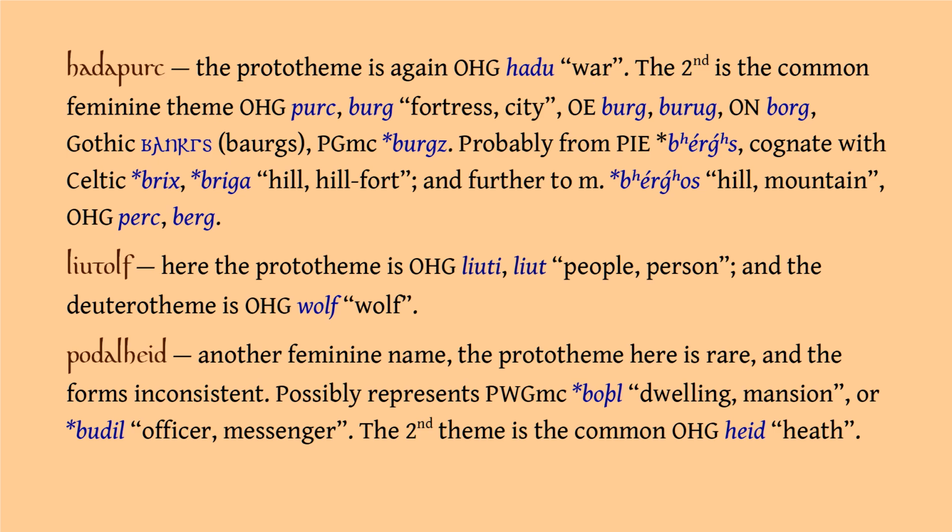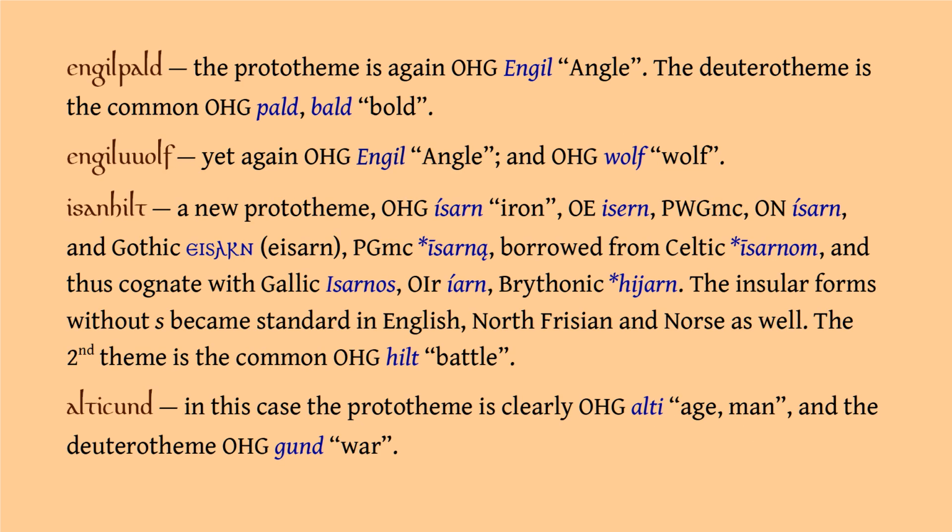Liutolf. Here the proto-theme is Old High German Liuti, Liut, people, person, and the deuterotheme is Old High German Wolf, wolf. Podelheit, another feminine name. The proto-theme here is rare, and the forms inconsistent. Possibly represents Proto-West Germanic Botel, dwelling, mansion, or Budel, officer, messenger. The second theme is the common Old High German Heid, heath.